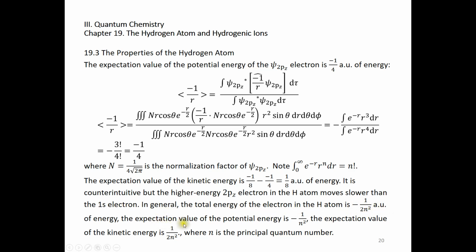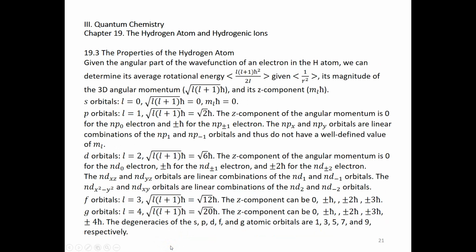The expectation value of the potential energy is -1 over n squared, so this is 2 times the total energy. The expectation value of the kinetic energy is 1 over 2n squared, and n is the principal quantum number. So you can see the kinetic energy and the total energy have the same magnitude, but different signs. The total energy is negative, the kinetic energy is positive. The magnitude is 1 over 2n squared.